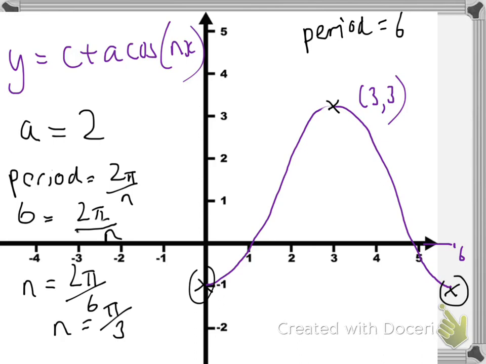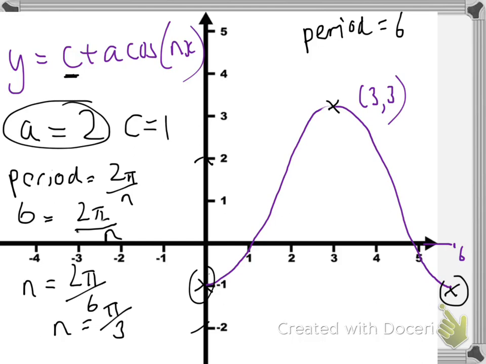There's also been a shift here. Notice the C here is out the front, so it's obviously been shifted. So we've got amplitude equals 2. Normally a graph with amplitude 2 would go from 2 down to -2. We're going from 3 down to -1. So we've had a shift up one place. So C here is going to equal 1.